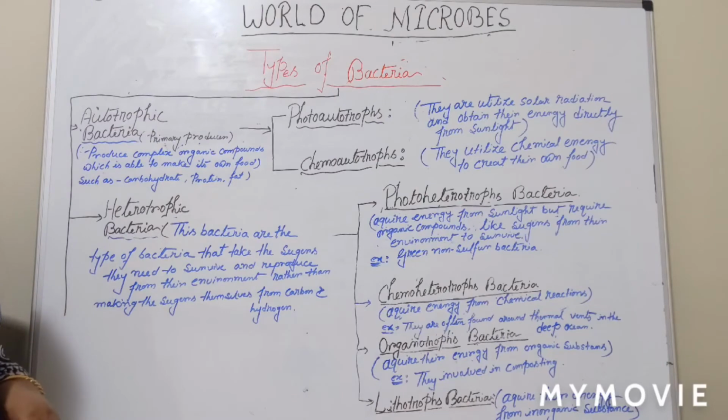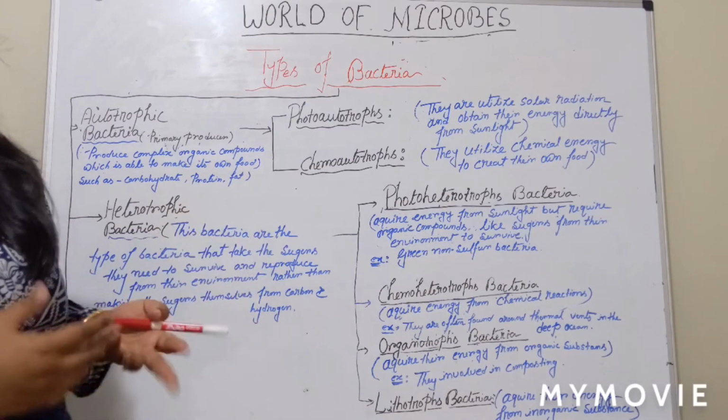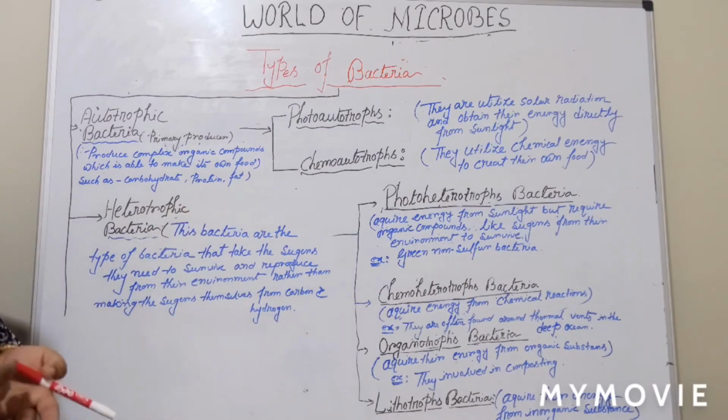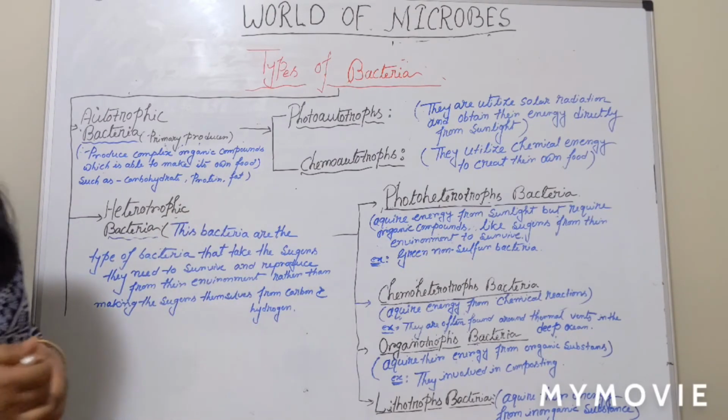Next, the autotrophic bacteria are mainly of two types. One is photoautotrophs and the second is chemoautotrophs. Photoautotrophs mainly utilize solar radiation and obtain their energy directly from sunlight. And chemoautotrophs mainly utilize chemical energy to create their own food.